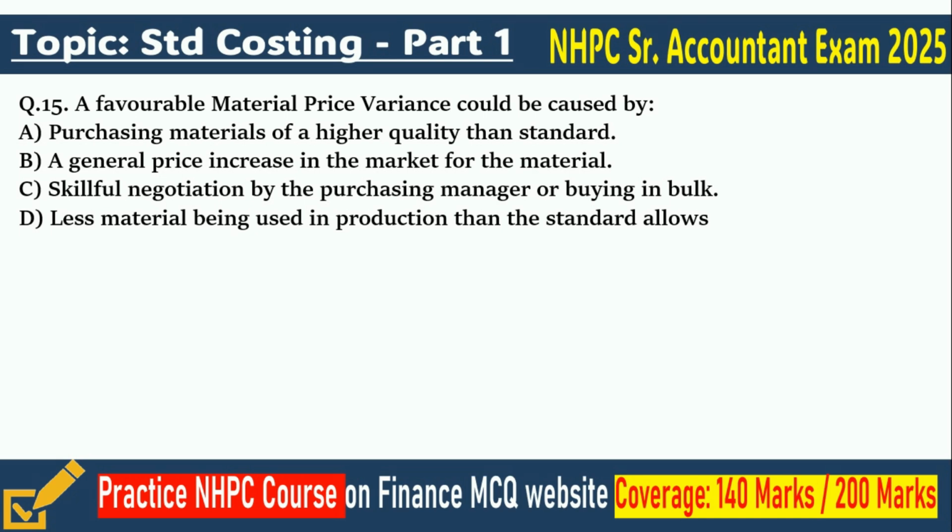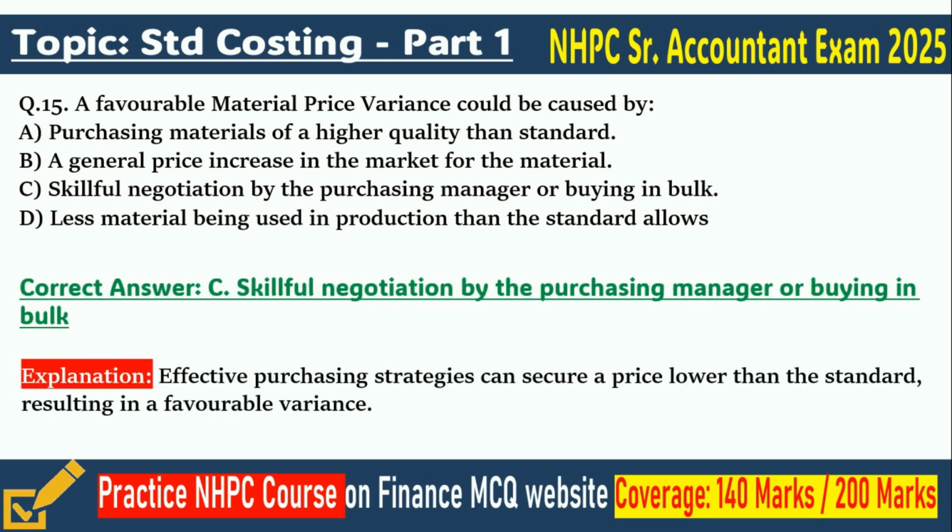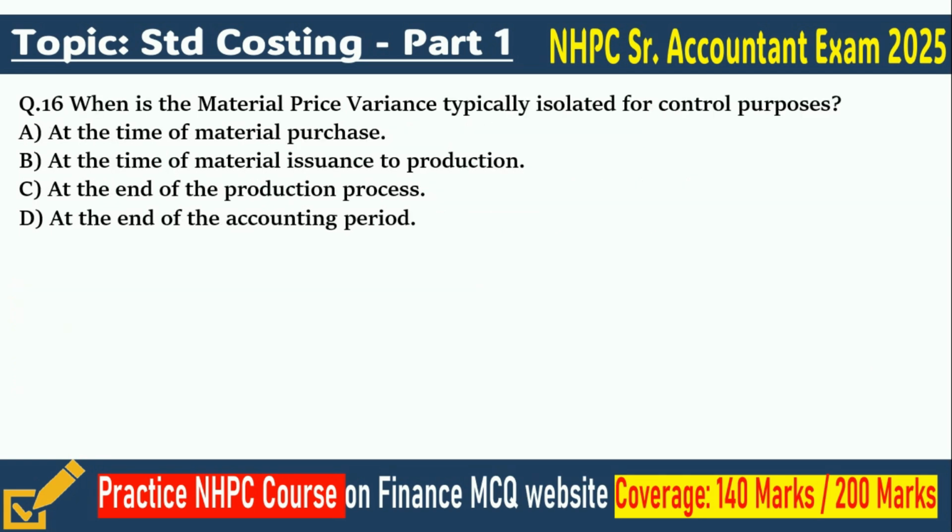So the question is discussing favorable material price variance. So, friends, the correct answer is option C, skillful negotiation by the purchasing manager or buying in bulk. So, friends, effective purchasing strategy can secure a price lower than the standard, resulting in a favorable variance. Moving on, friends, next question.